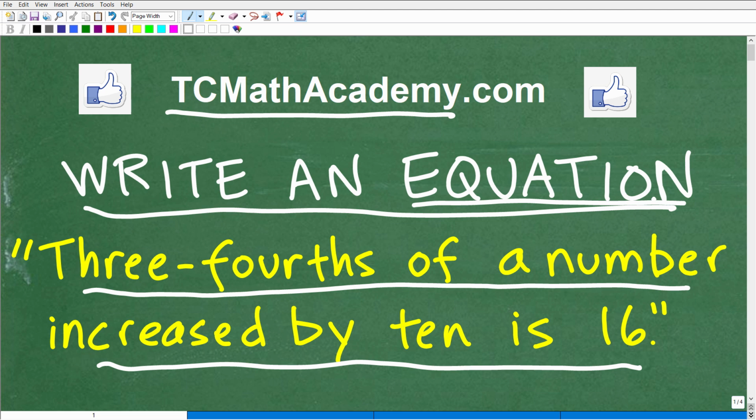So if you can write an equation that represents this verbal sentence, go ahead and put your answer into the comment section. I'm going to show you the correct answer in just 1 second, and then of course I'm going to explain this step by step.